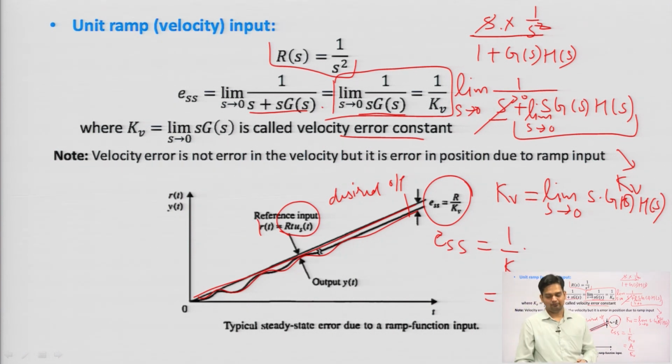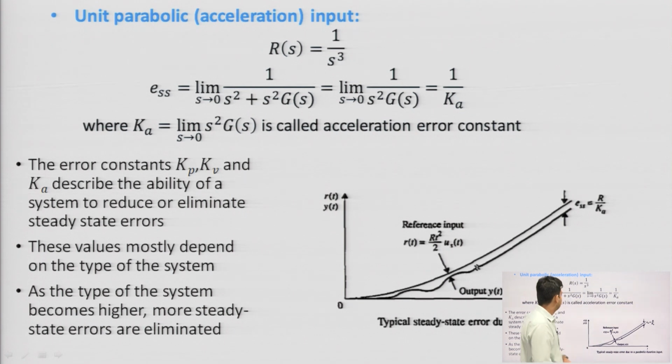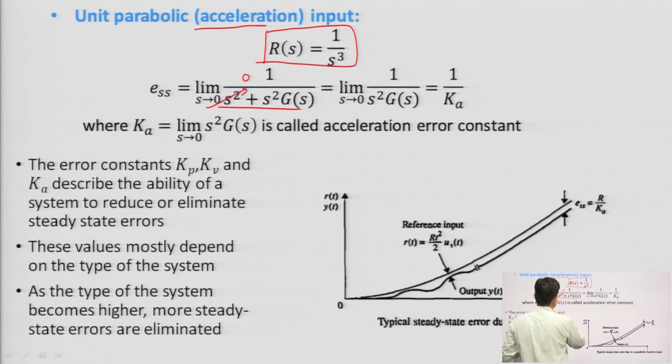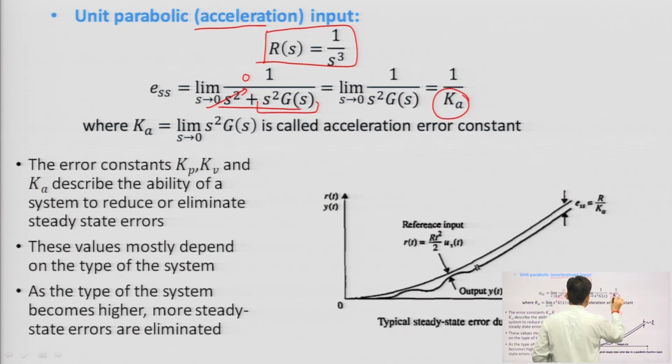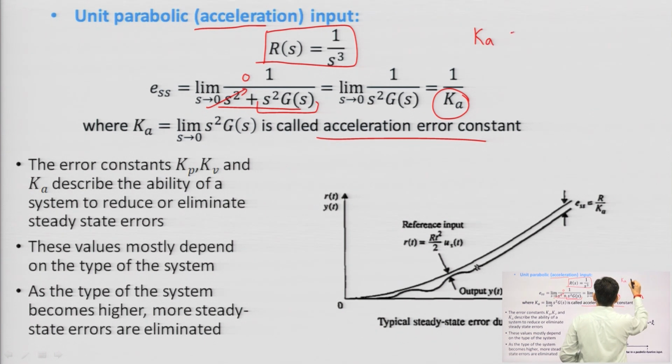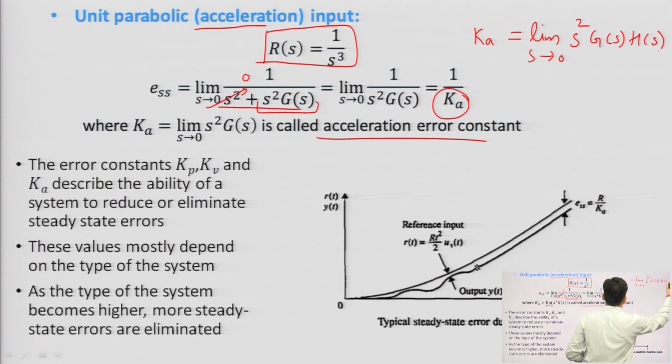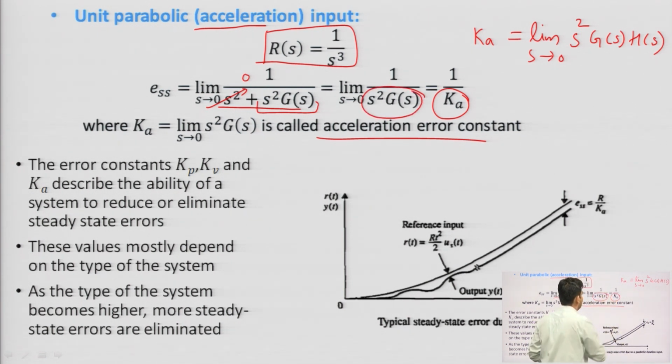Okay. In the same way, when we look at the parabolic type of input, we say it is an acceleration type of input. It means my R(s) is 1 over s cubed. If we evaluate in the error function, s squared will come in the denominator. Okay. Then I will apply limit s tends to 0. This term will go to 0, and this term will be your new term, the acceleration error constant. So, whenever my feedback is finite, my K_a expression would be given as limit s tends to 0 of s squared G(s)H(s). If my H(s) is equal to 1, this would be the expression of the acceleration error constant K_a.